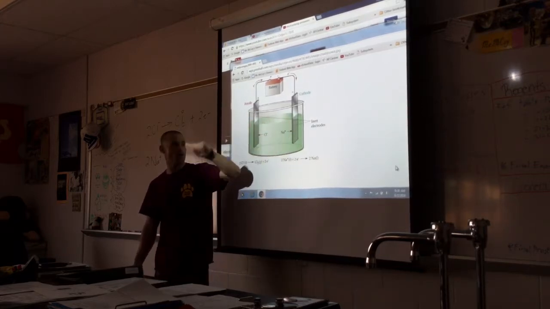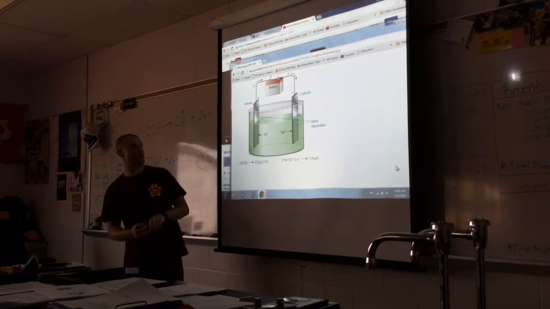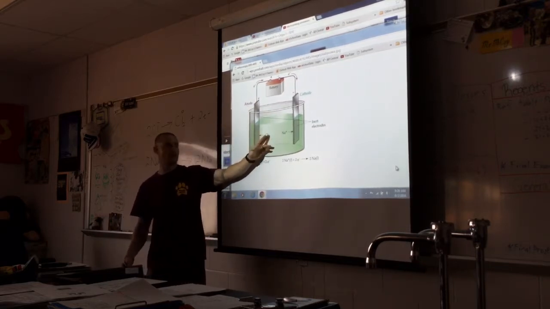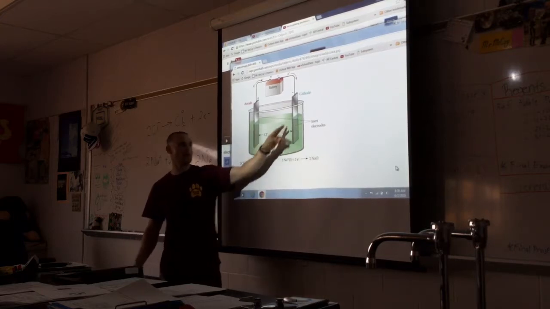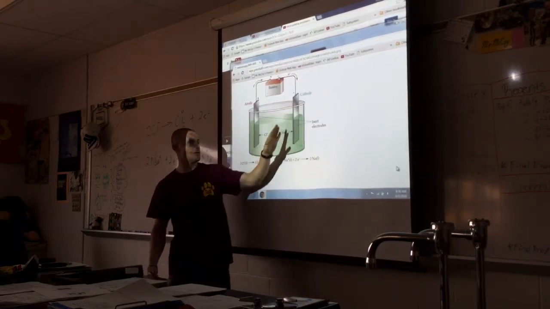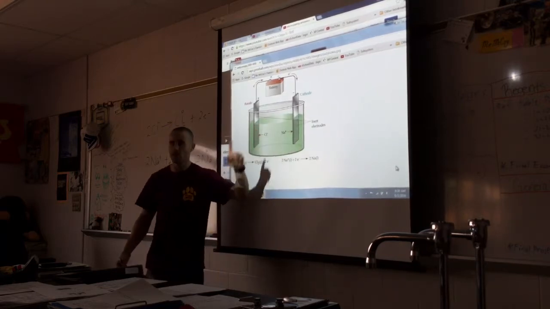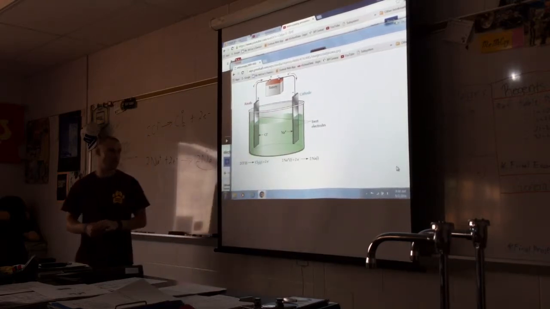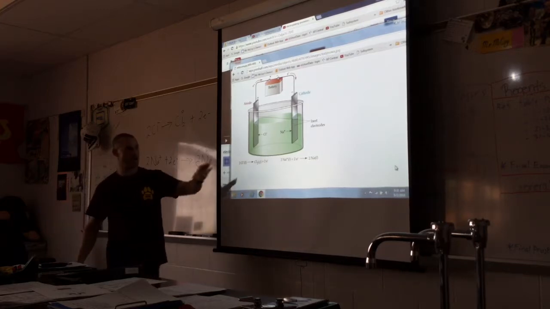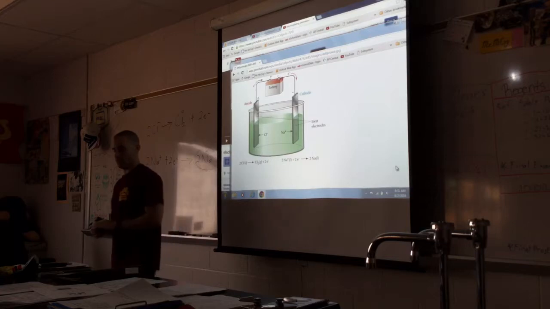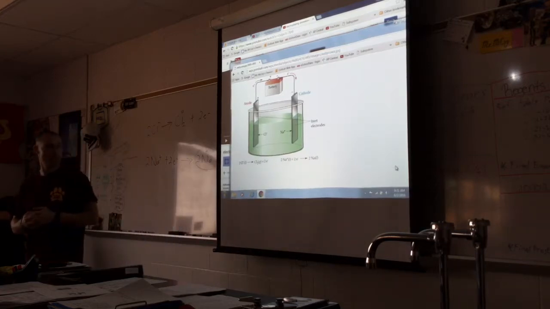It makes a little more sense in this picture, and here's why. The anode is positively charged in an electrolytic cell, so the negative will be attracted to the positive. Same thing here. Cathodes are negative, so the positive ions will be attracted to it. So that's a little bit easier than in the voltaic cell. But again, the anions go to the anode, and the cations go to the cathode. So no questions on this.